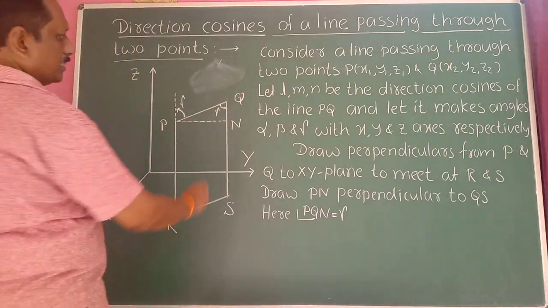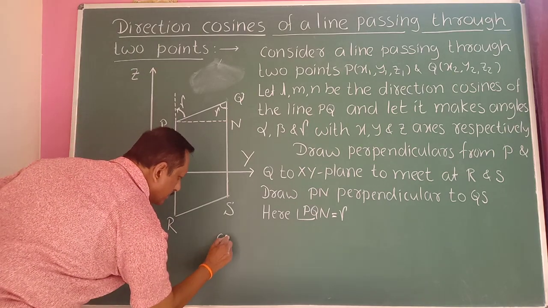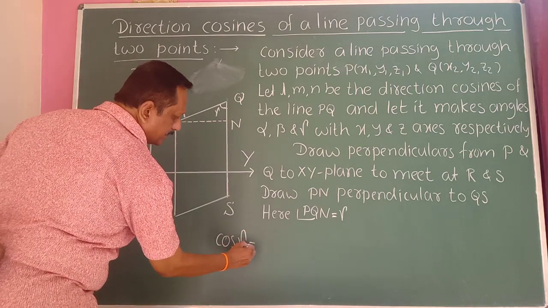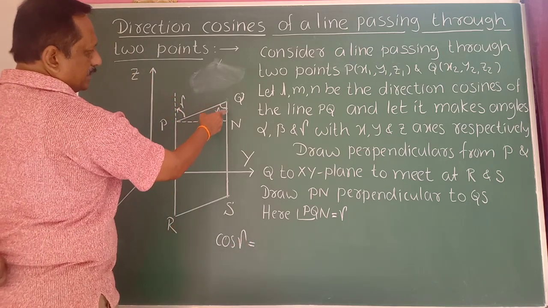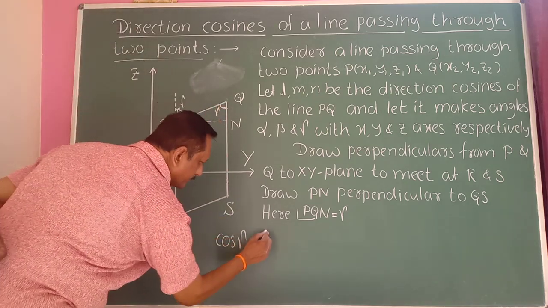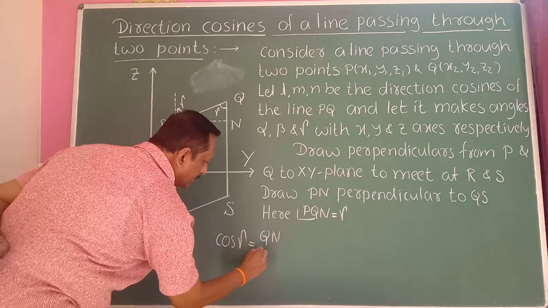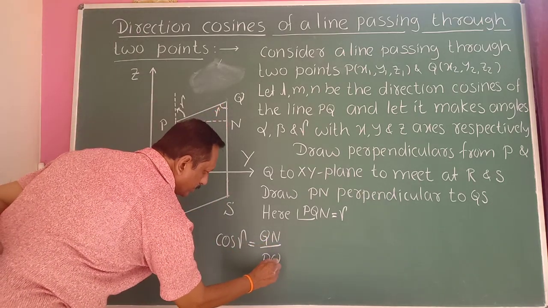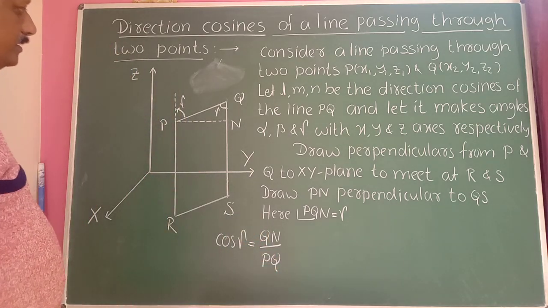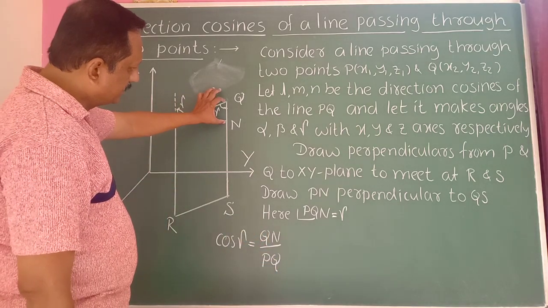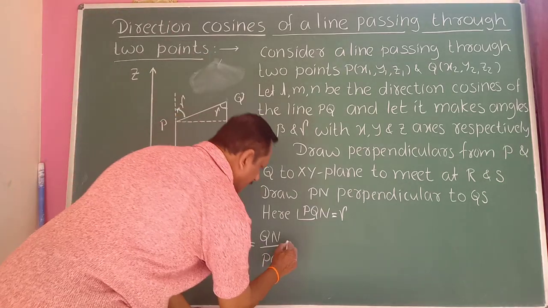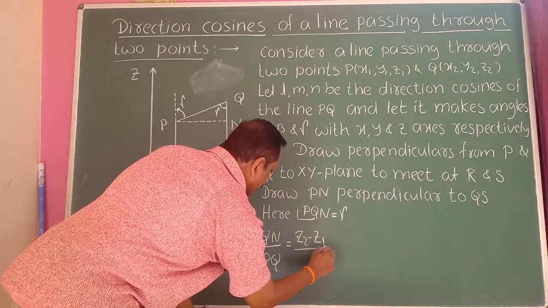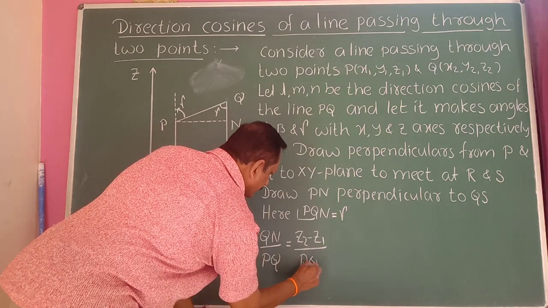Then cos of gamma here. Cos means adjacent side divided by hypotenuse. In this triangle, the adjacent side is QN and the hypotenuse is PQ. So cos gamma is QN divided by PQ. Here QN, this distance, is z2 minus z1. So this is equal to (z2 minus z1) divided by PQ.